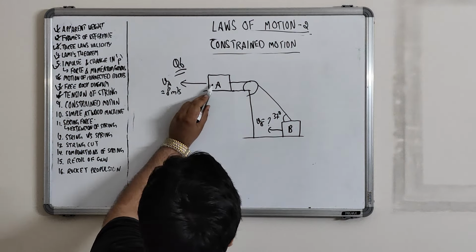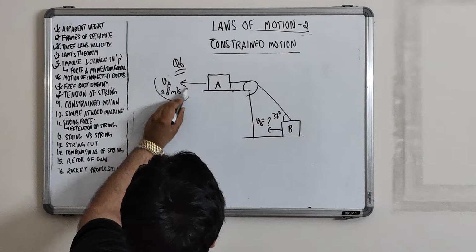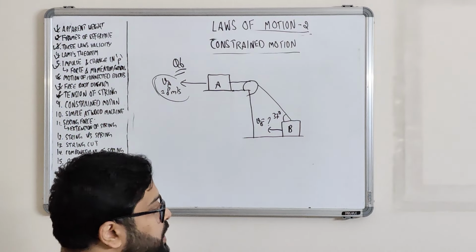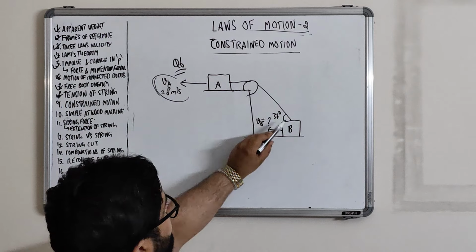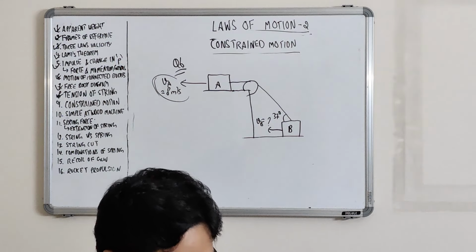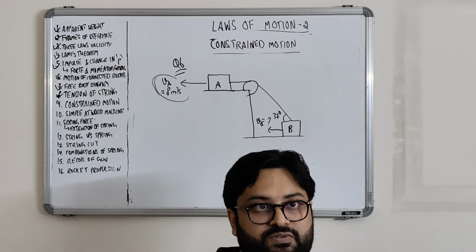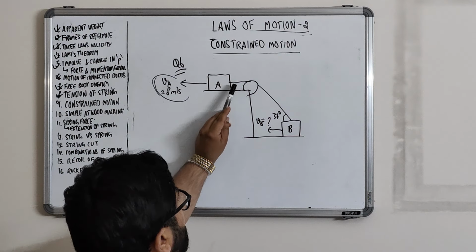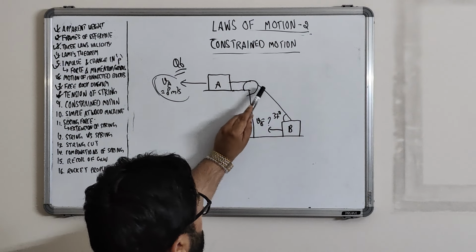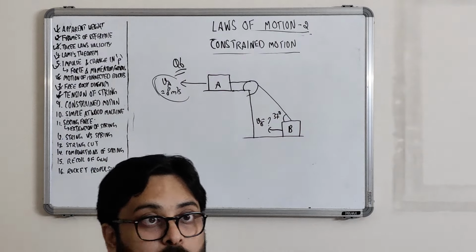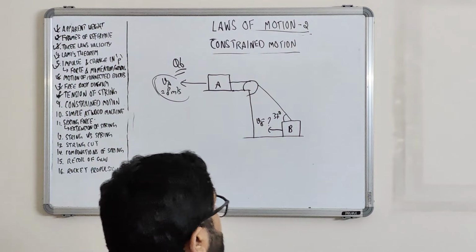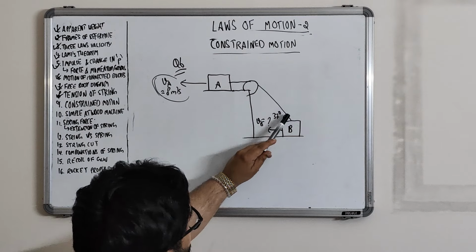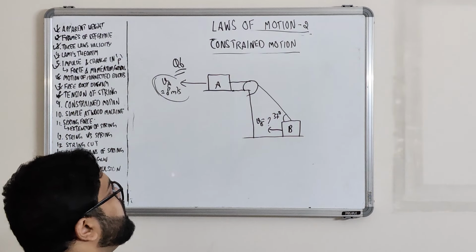So the velocity of A is 8 meter per second, but as this is constrained motion, you have to understand when the string is taut, it's not loose, it's not lagging. So the velocity of this block will be the same as the string, and the velocity of the string will be the same at all points. Therefore this is 8, so velocity at all points across the string is also 8, right?